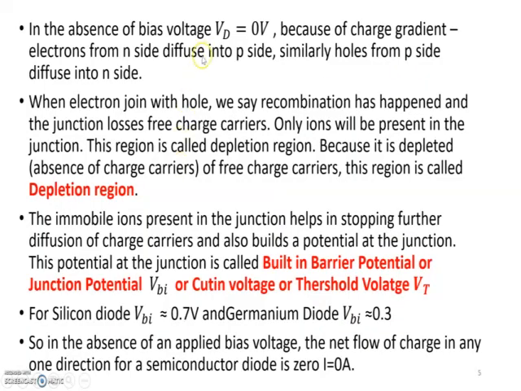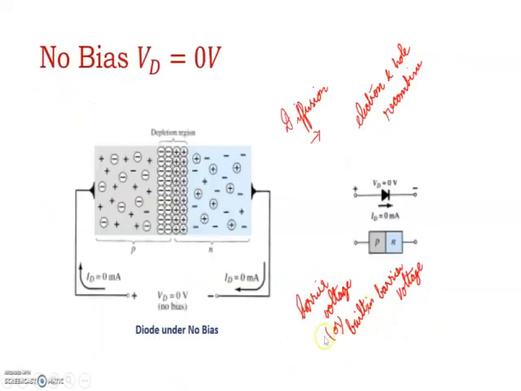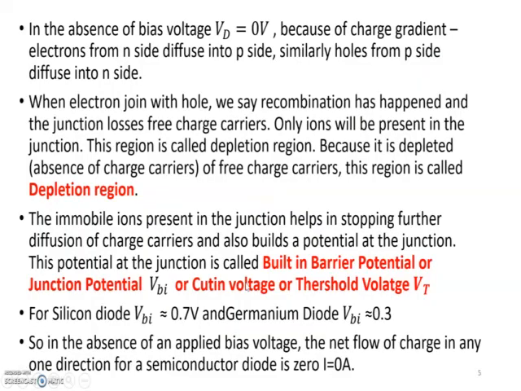That's what is explained here, right? You can pause the video. What I have explained is given here. For a silicon diode, that barrier potential is 0.7 volt. For a germanium diode, that barrier potential is 0.3 volt. So further diffusion is not possible. So when there is no bias, there won't be any current flow. So ID is equal to 0.